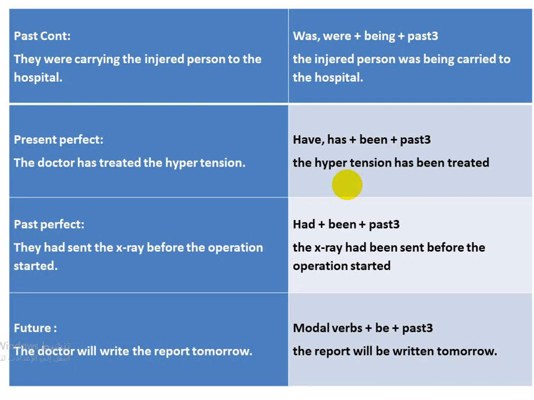Do you remember the rules of present perfect? We said present: have, has. Perfect means past participle, that means verb 3. I forgot my water downstairs. I'm very sorry.